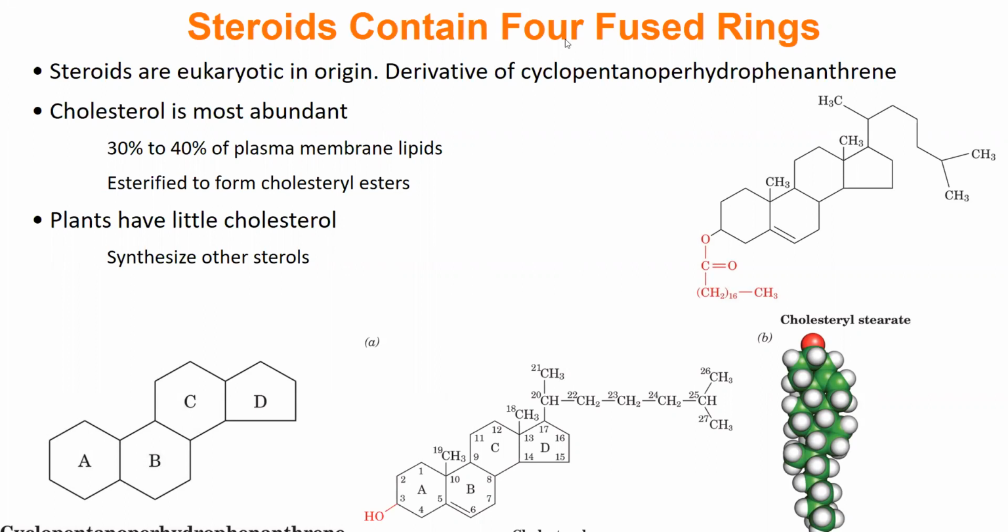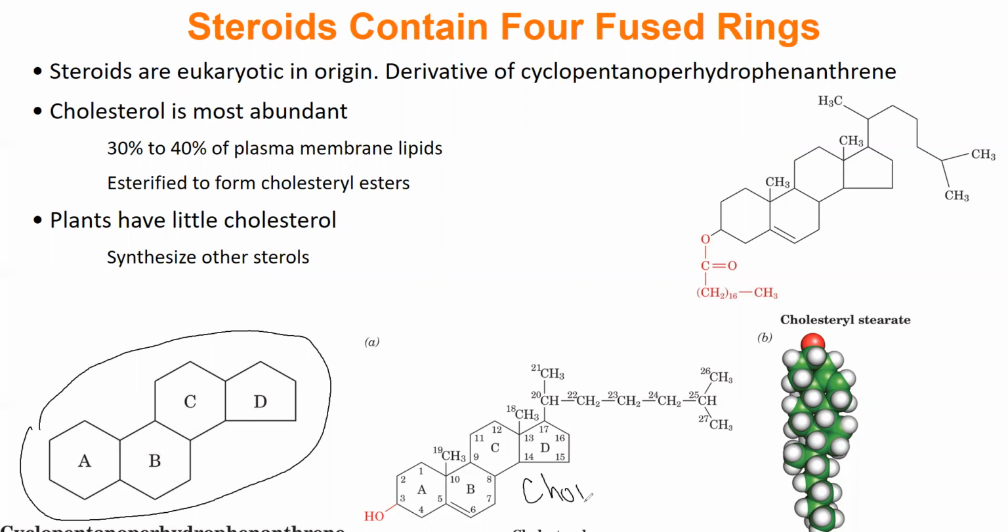A steroid is a molecule found in eukaryotes, and it's made out of the cyclopentanophenanthrene structure. Yeah, that's a mouthful. Basically, four rings. All steroids have that basic structure, and based on the modifications to these rings, they have different properties.